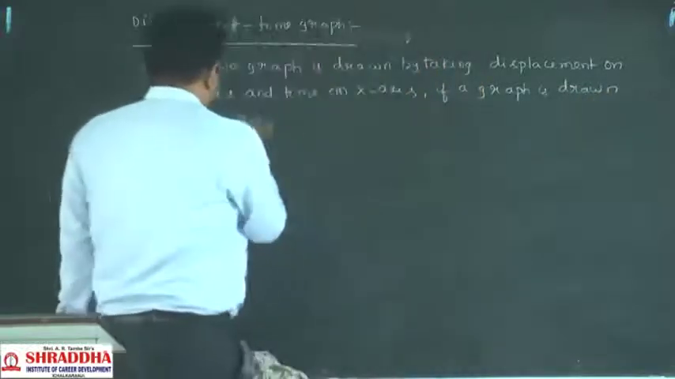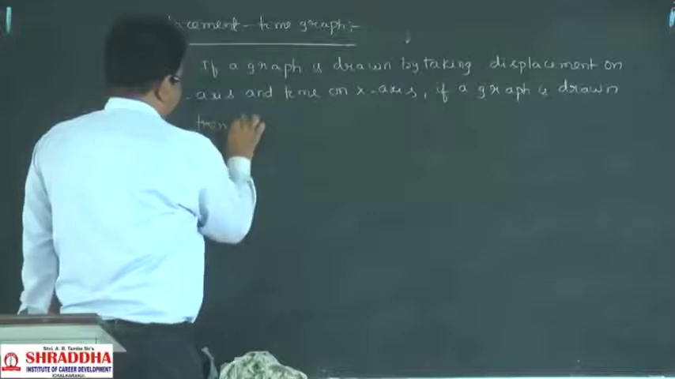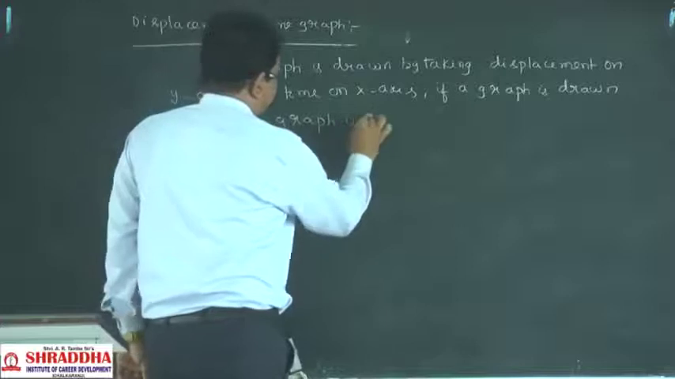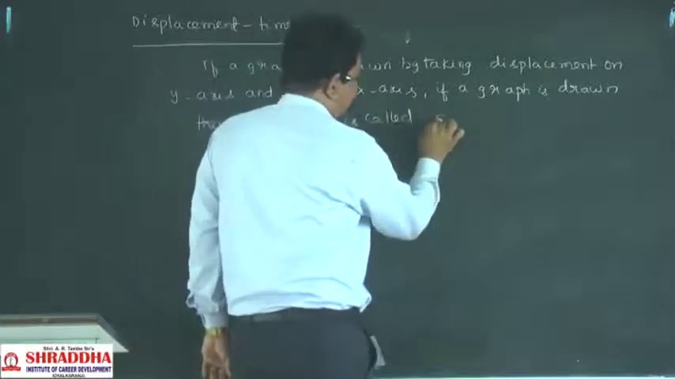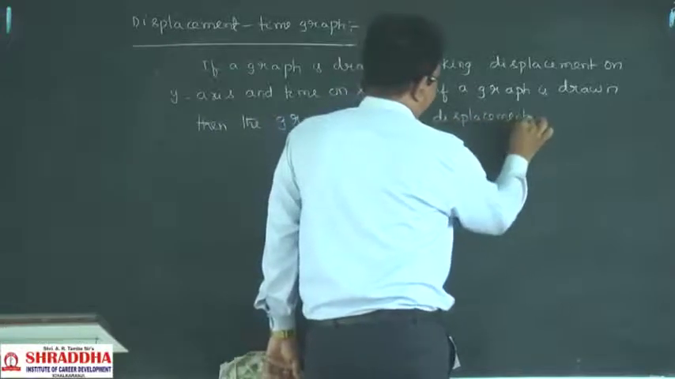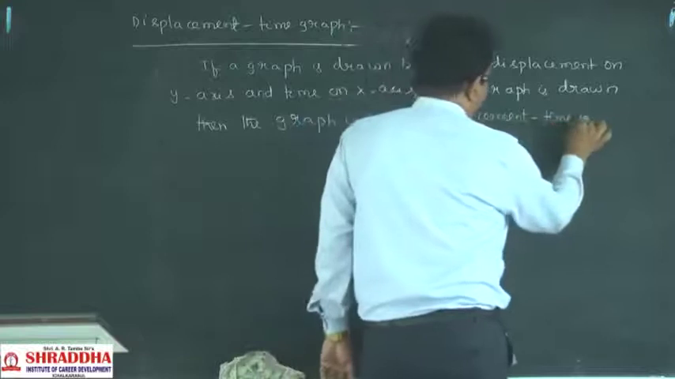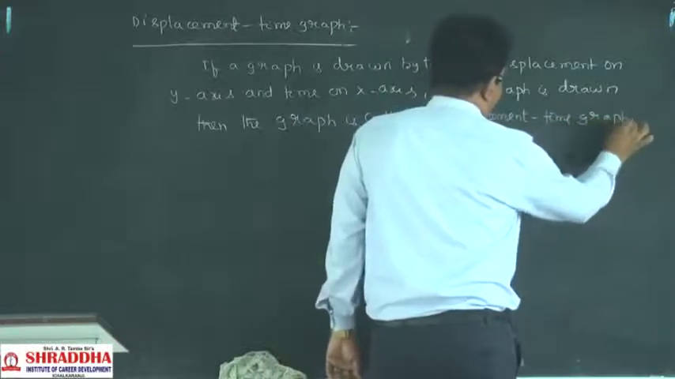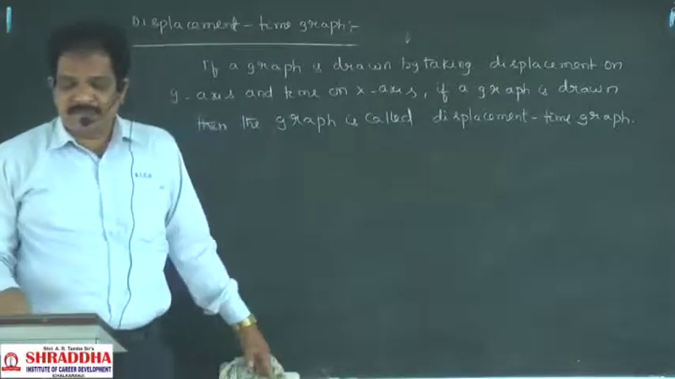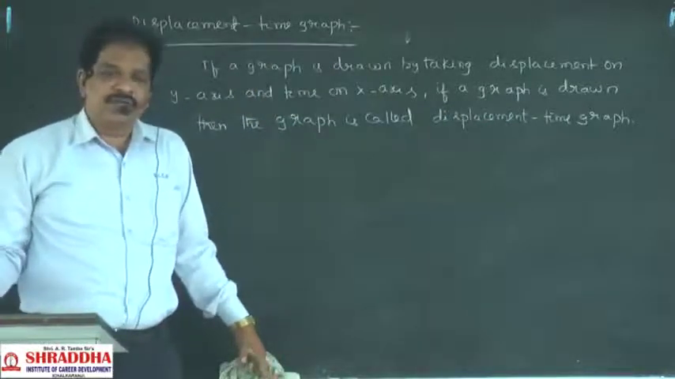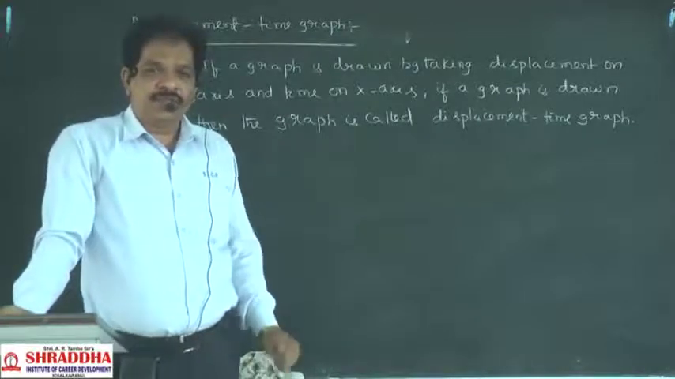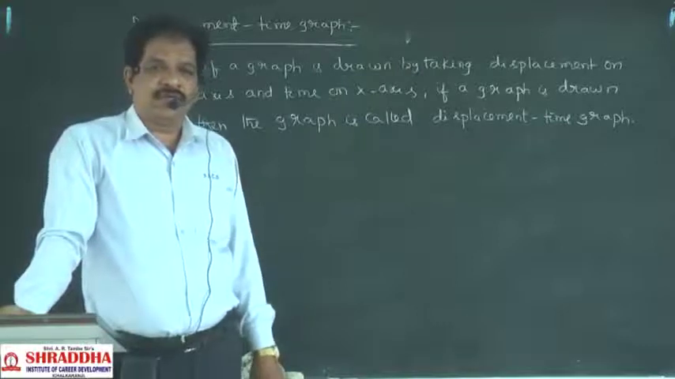then the graph is called displacement time graph. Clear? This is the definition of displacement time graph. What are the uses of this displacement time graph?